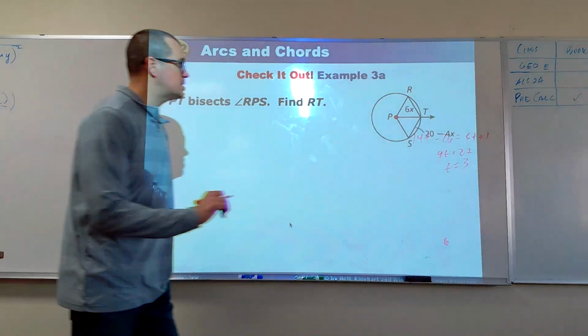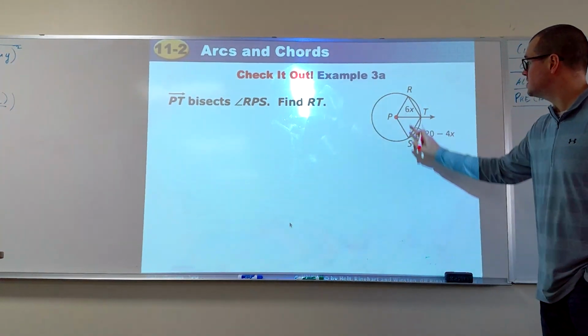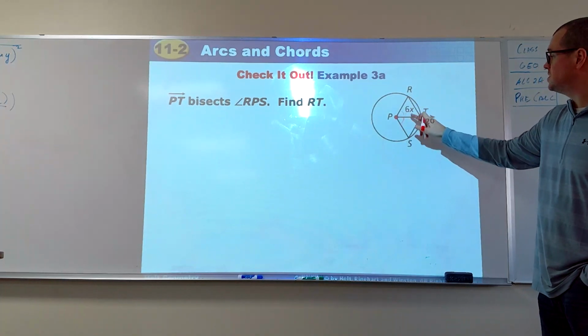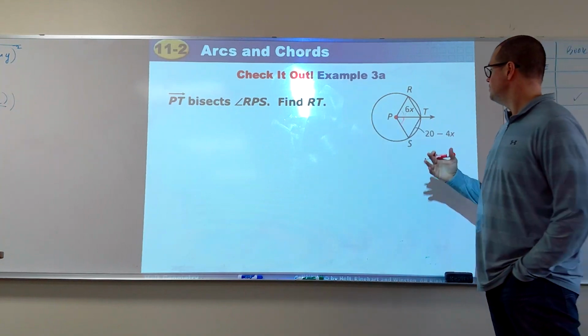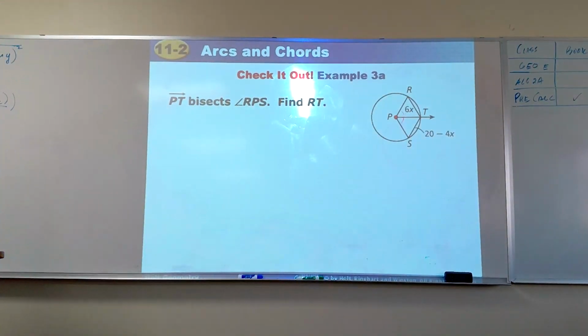PT bisects. So that tells you that these 2 are the same. This angle, that tells you that the chords are the same, so you could set them equal. Not going to go through another one like that. I think we've got the idea here.